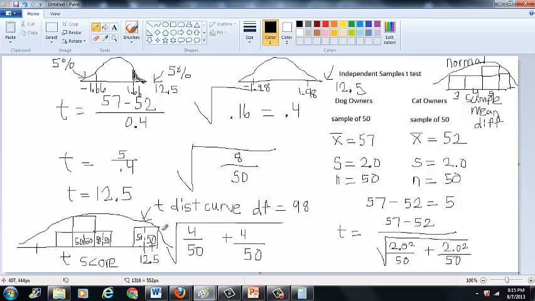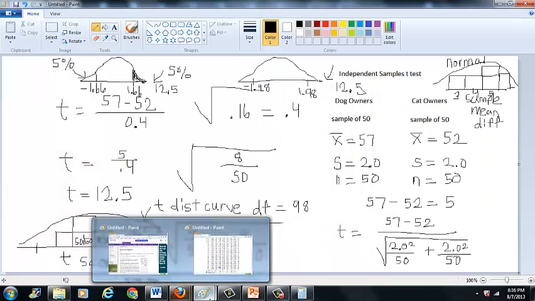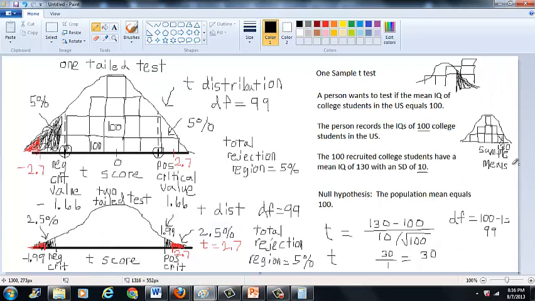So you always want your t-distribution curve to be correct. You always want to have the correct shape around your t-scores. And in order to make sure that these t-scores do have the correct shape around them, you have to check whether the sample mean differences are normal in an independent samples t-test. And in a one sample t-test, you have to make sure that the sample means are normal.